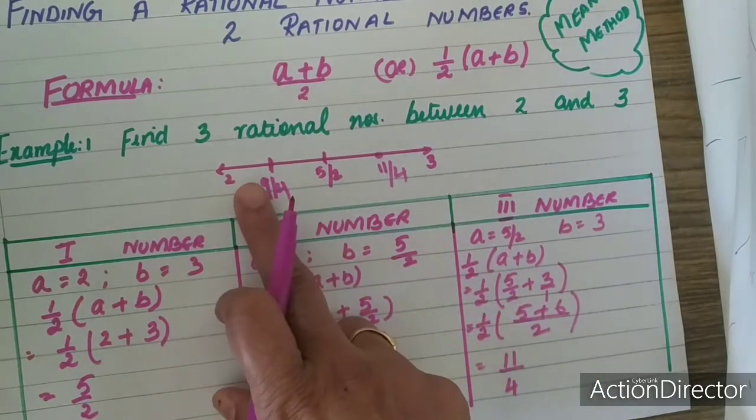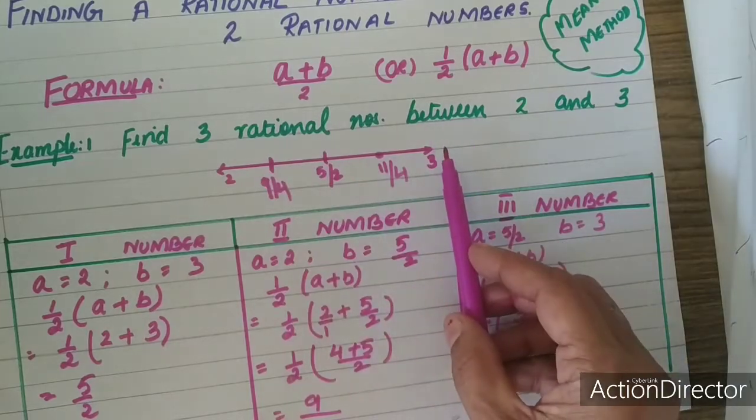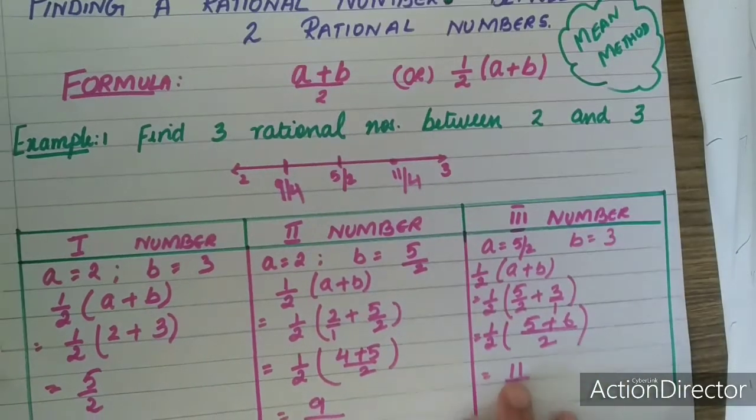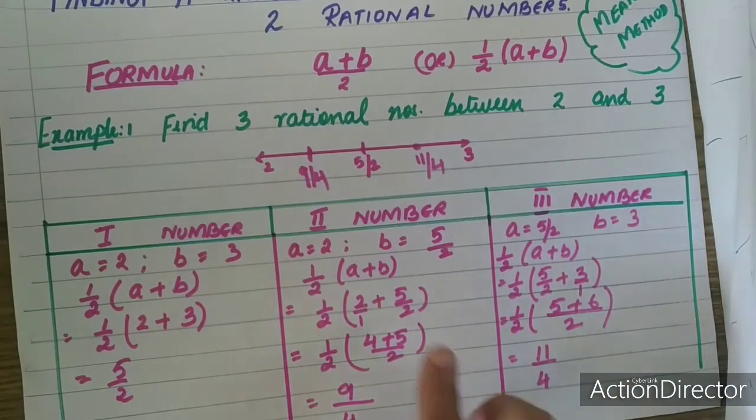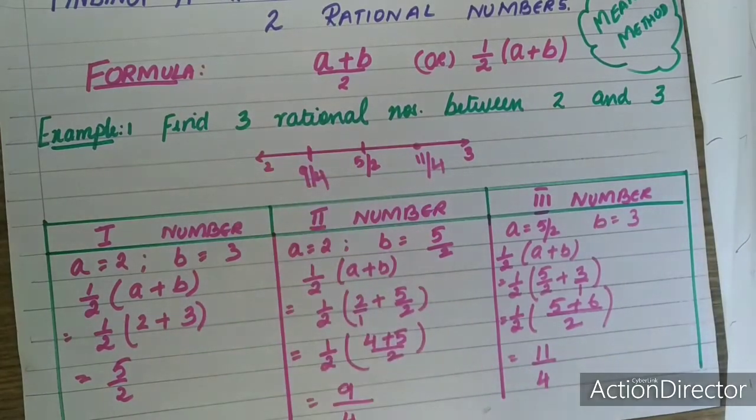So in this way I have found three rational numbers between 2 and 3. So this method you call it as mean method because we are adding two numbers and dividing it by 2.